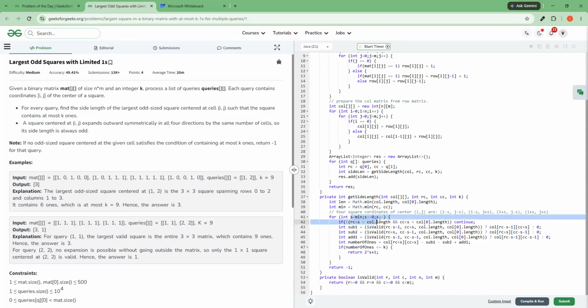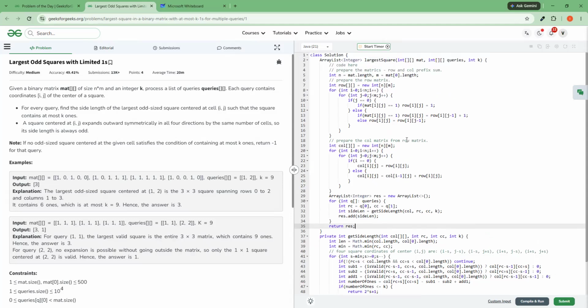For optimization, you can also apply binary search between min and 0, and you can search quickly. But I did it like this. You can take this as homework. If you have any doubt in that, you can comment it. I will try to include that also in my video. And I'm just adding into my sideline and returning this sideline array list. I wrote this in a Java program, but the intuition is the same. You can take the approach and write it in a language you are comfortable with.